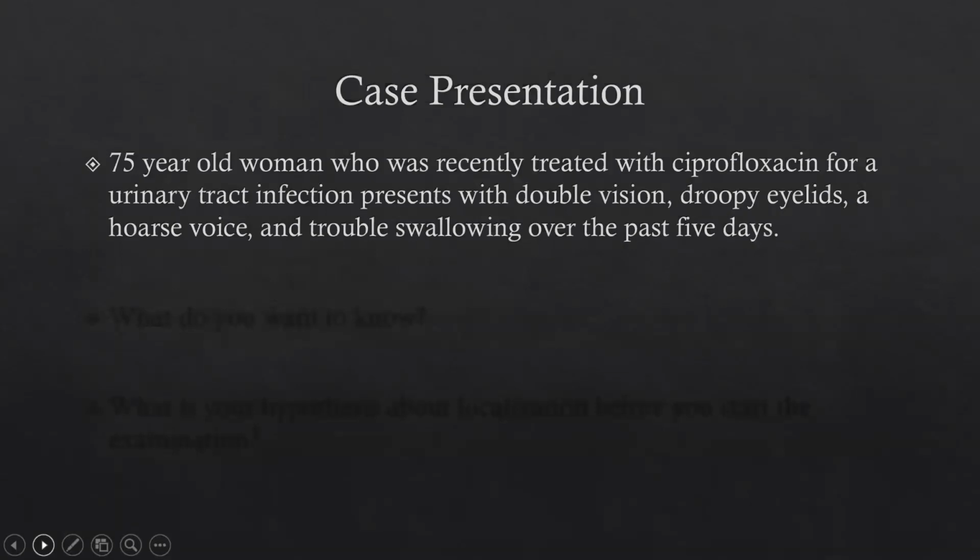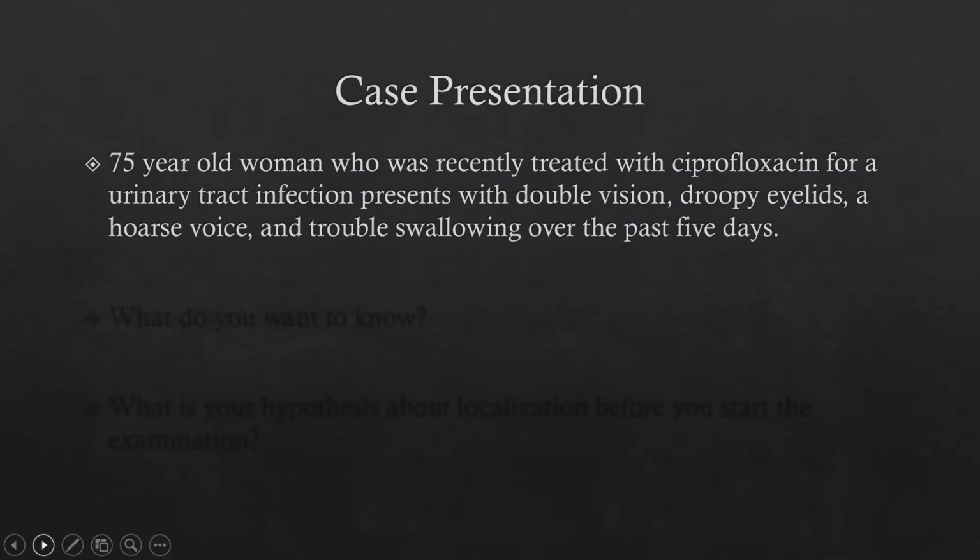So the second case we're going to go through is, again, to help us discuss another group of disease entities in the peripheral nervous system. So you have a 75-year-old woman who presents having recently been treated with ciprofloxacin for a urinary tract infection.